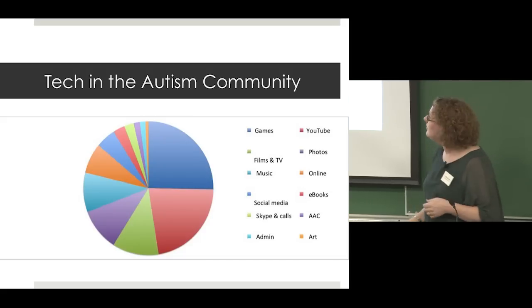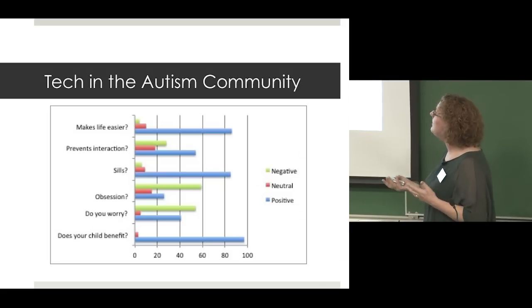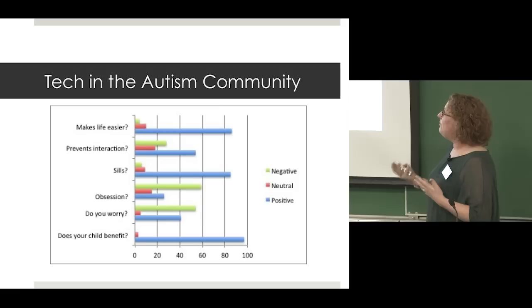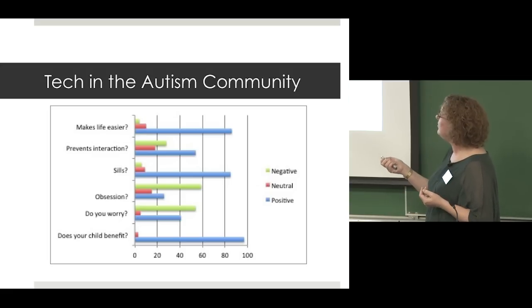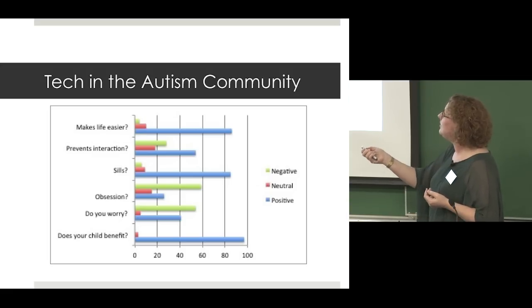And then this is the final slide from that survey study. This is just to represent the kind of positive attitudes of parents in this study. All of the blue bars represent a positive attitude to things. So just to highlight, parents think that technology does make their life easier, and overwhelmingly they think that their children are benefiting from using technology and have learned new skills in using technology.